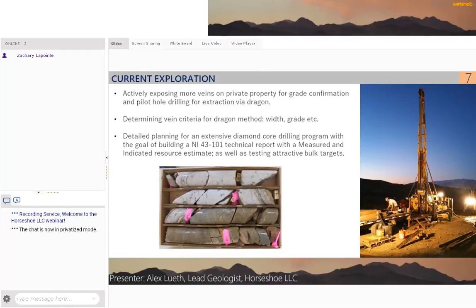We are constantly doing exploration out on this property. And we are actively exposing more veins on the private property for grade confirmation, and also to get them ready for pilot hole drilling for extraction with the Dragon. We're using the data from the Dragon now to determine criteria for the veins that we will actively explore for and develop. And we are also planning an extensive diamond drilling program with the goal of getting measured and indicated resource estimates by Canadian Instrument NI 43-101.